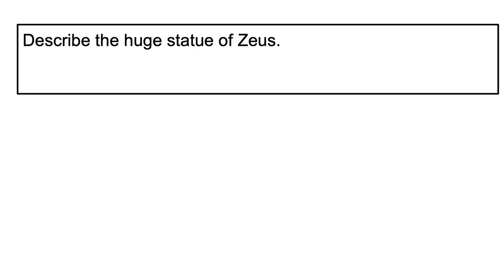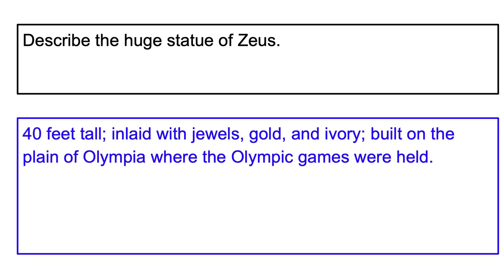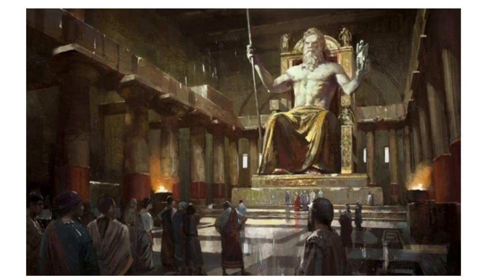They saw this as a punishment. Let me close with this last one because I wanted to show you a picture. What did the huge statue of Zeus look like? It was 40 feet high, had jewels and everything. 40 feet high is four stories high in a building. Yes, I'm turning it off, DJ. Inlaid with jewels and ivory. It was built on the plain of Olympia. It is not still standing today.